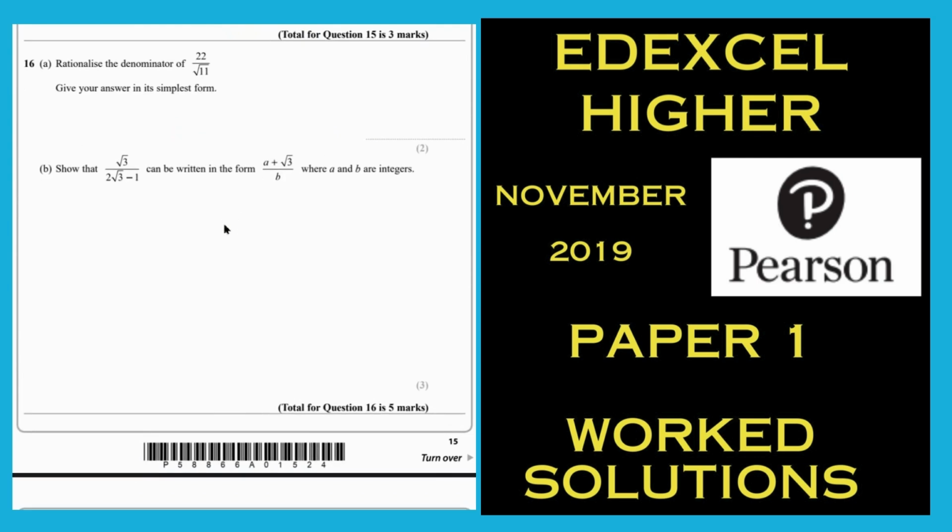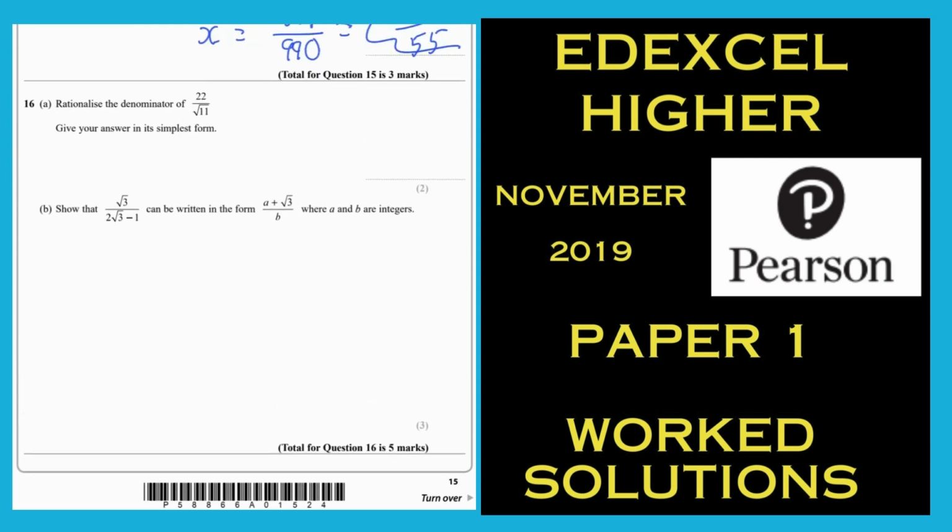Number 16, rationalising means multiply top and bottom by the surd. Top times top will give you 22 root 11. Bottom times bottom, the root will cancel. It wants it in its simplest form. 22 over 11 cancels to 2. Part B, same sort of thing, but needs a bit more on the rationalising side.